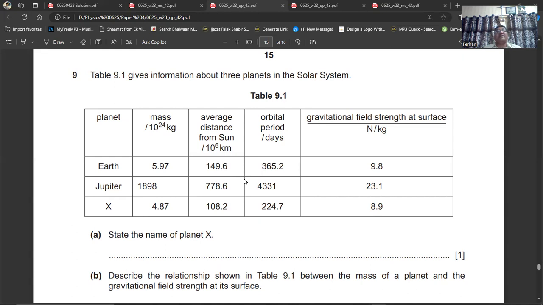The orbital period in days: the Earth's orbital period is 365.2 days. For Jupiter, it is 4,331 days. For this unknown planet, it is 224.7 days. From here, we come to know that this is Venus. The gravitational field strength is 9.8 on the Earth, 23.1 on Jupiter, and 8.9 on that unknown planet. And I told you that there are 2 planets nearer to the sun as compared to the Earth. One is Venus, the other is Mercury, and most probably this is Venus.